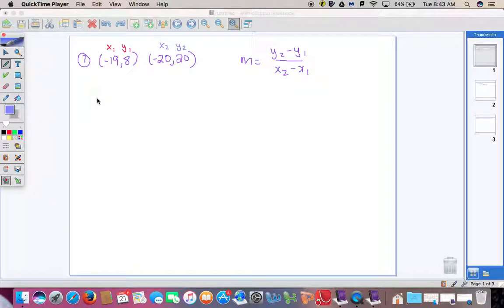So now the slope for this particular problem, we would say y2 minus y1. So we have 20 minus 8 divided by x2 minus x1, negative 20 minus a negative 19. Okay, 20 minus 8 is a positive 12. Negative 20 minus a negative 19 would be negative 20 plus 19, or negative 1. Now, negative 12 divided by negative 1 is simply negative 12. So our slope would be a negative 12 here.